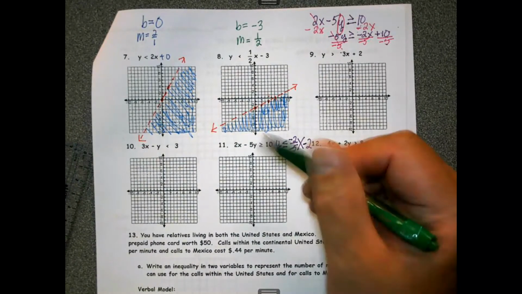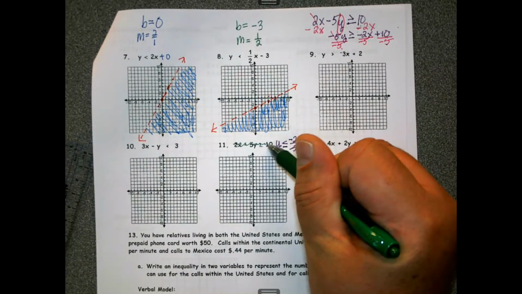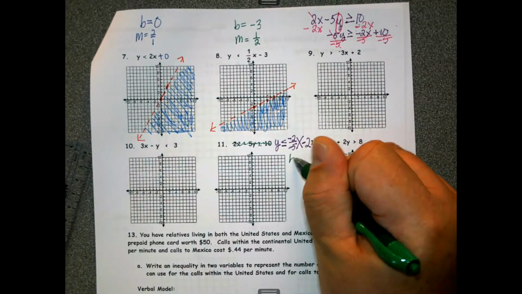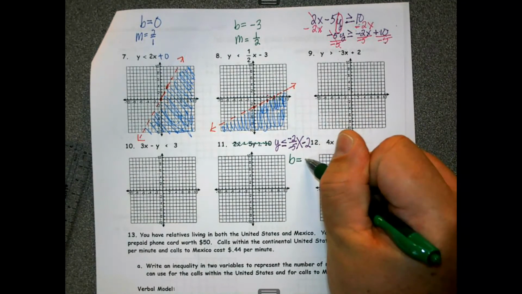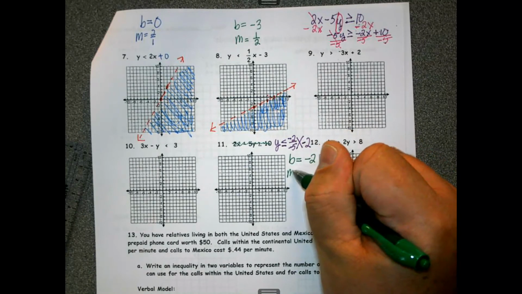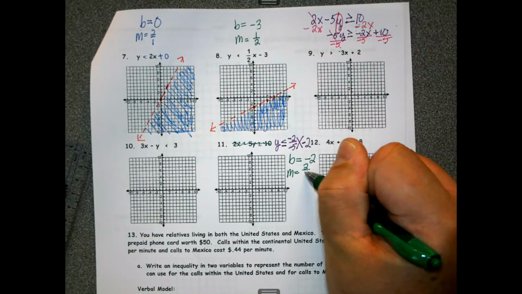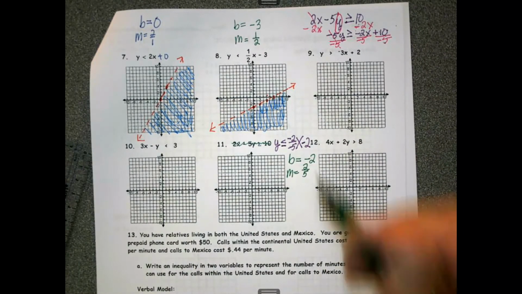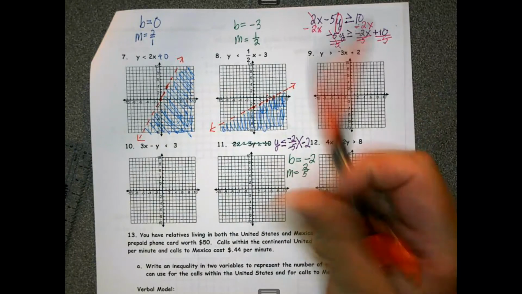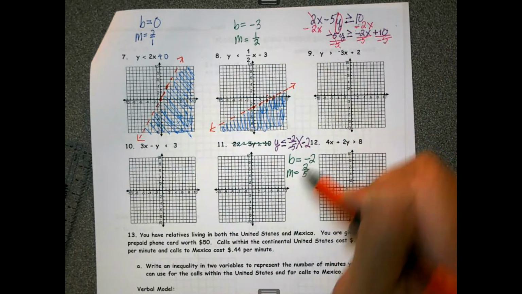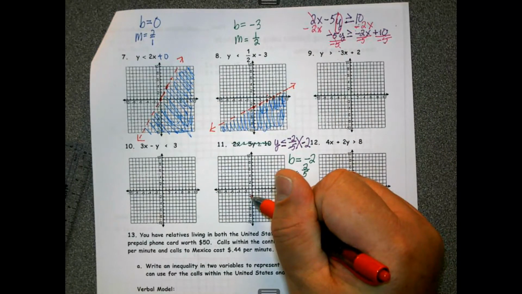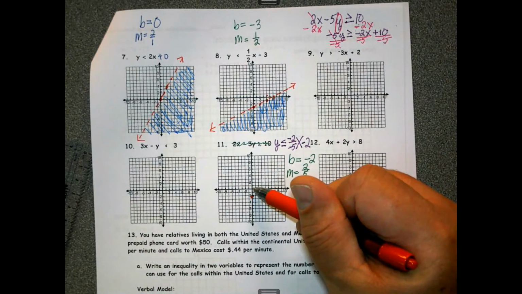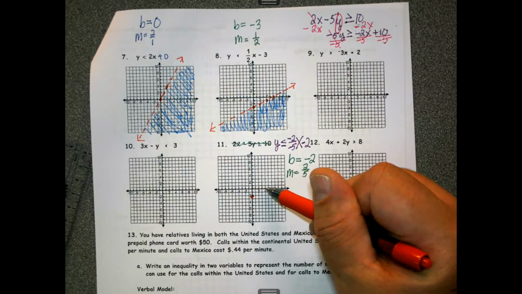So we are no longer using this inequality. We're using this one. What's my b? Negative 2. What's my slope? Negative 2 over negative 5, or positive 2/5. Doesn't matter, we may use either one. So it crosses my y-axis at negative 2. Going to go up 2, to the right 5.